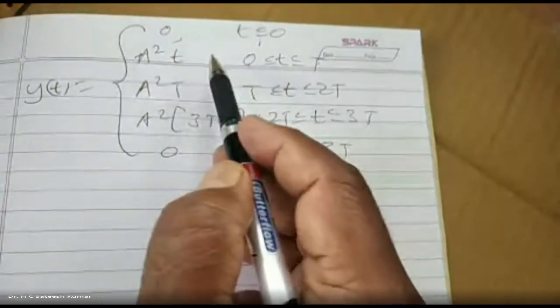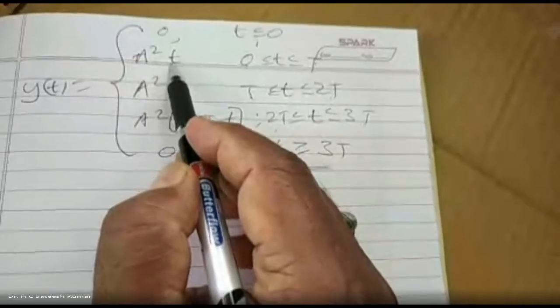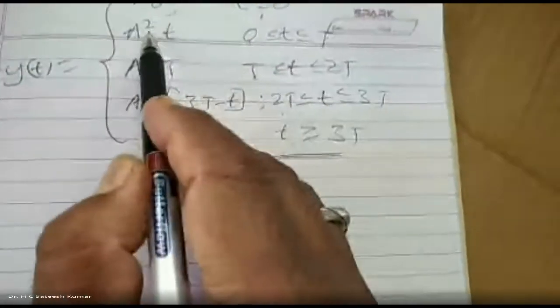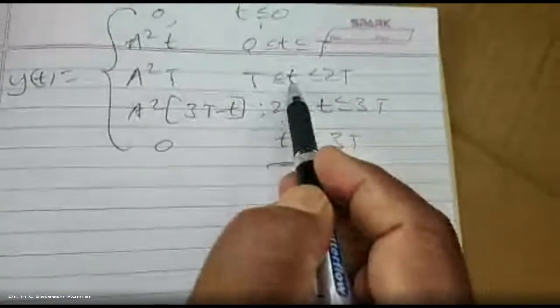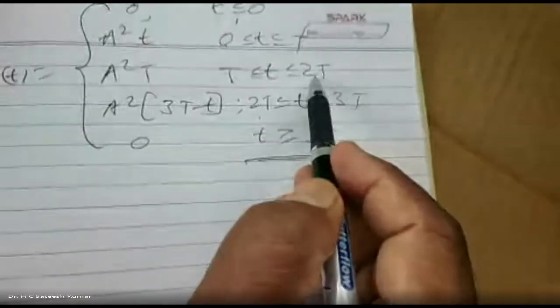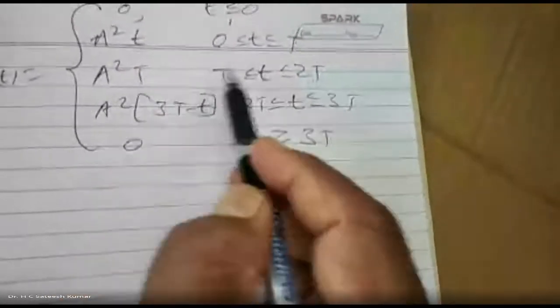At t equal to 0, substitute only for small t. At t equal to 0 you got 0, same thing. At small t equal to capital T, you will get A squared capital T. At t equal to T, what is that? A squared capital T. At small t equal to 2T, what is the answer?